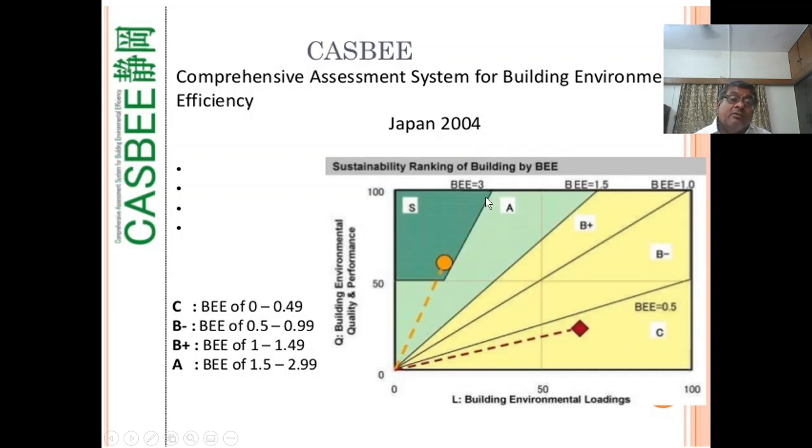So we get C for BEE 0 to 0.49, B minus for BEE of 0.5 to 0.99, B plus for BEE 1 to 1.49, A for 1.5 to 2.99, and the best, A plus, for BEE 3 and above.